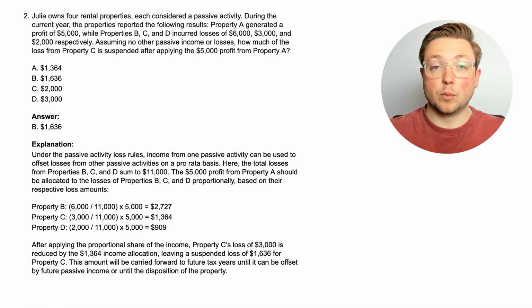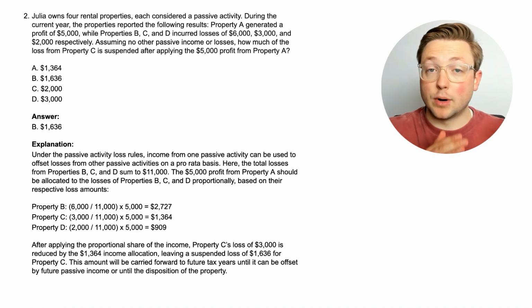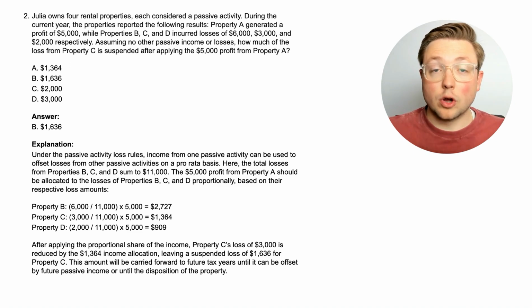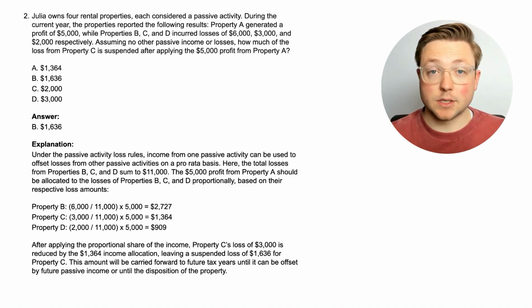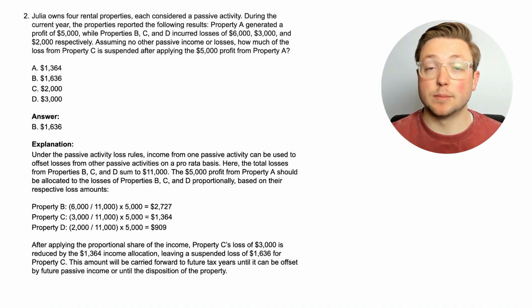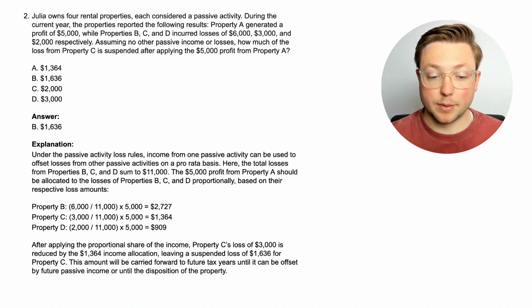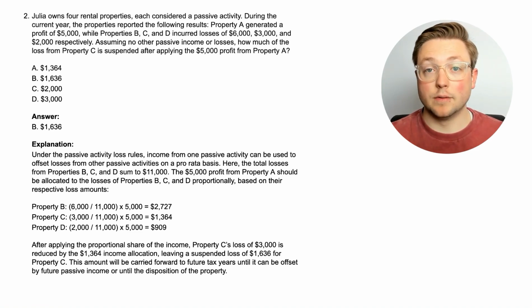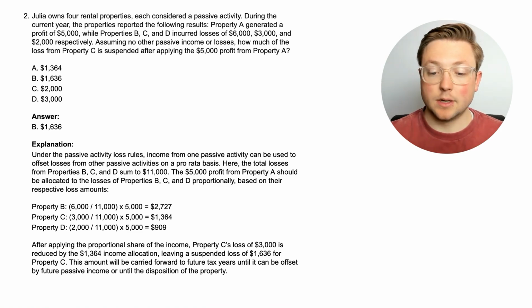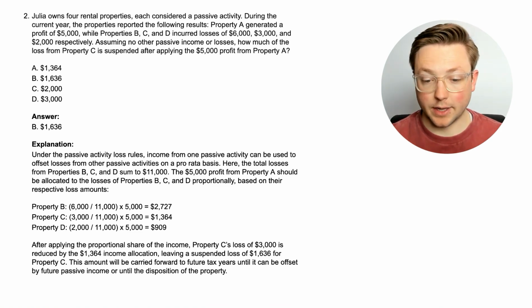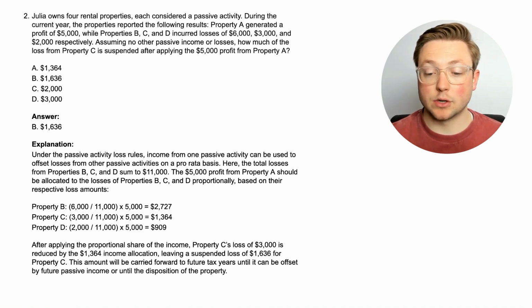Okay, so again, we're doing this pro rata. We take the total loss from property B divided by the overall loss of $11,000, and that gives us the percentage of loss attributable to B, and we multiply that by the income to find out how much of the income is applied to property B. And we do the same thing with property C and property D. And then after figuring that out, we apply that proportional share of income to property C, which is what we were trying to look at in this case. So property C's loss of $3,000 is reduced by the $1,364 income allocation, leaving a suspended loss of $1,636 for property C.